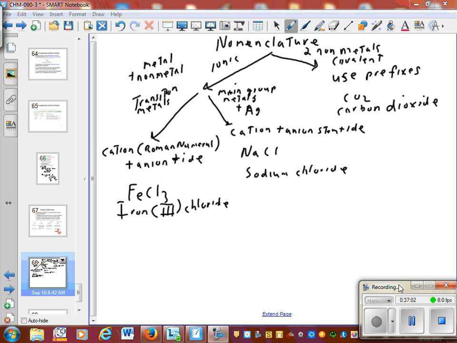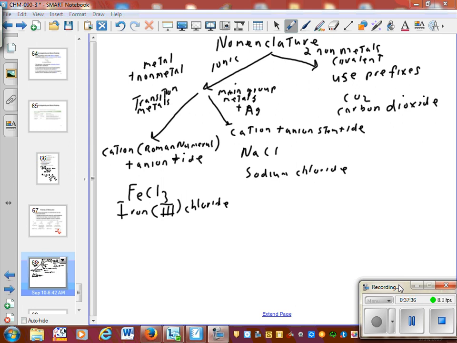For the cation, you use the full name of the element. If I give you a compound and ask you to name it, you need to know how to name it by looking at it. Cation plus anion stem plus IDE. The stem of the anion name, plus IDE.